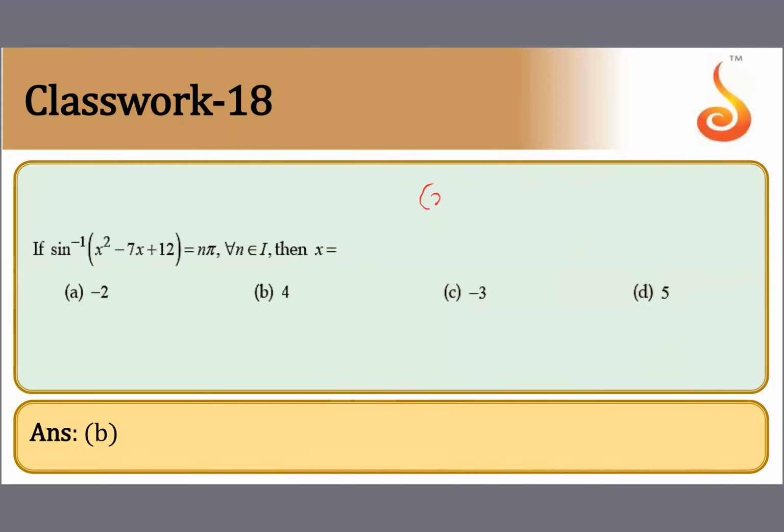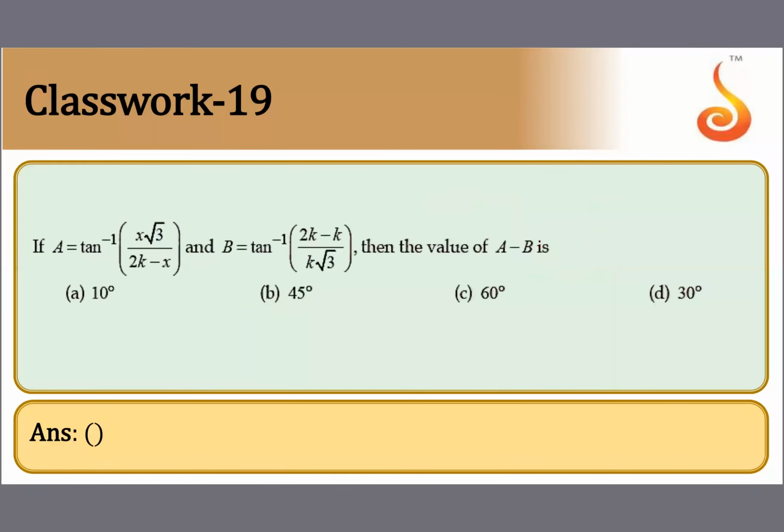Simple question. x square minus 7x plus 12 is equal to 0. It means (x minus 3) into (x minus 4) equals 0. You get x equal to 3 or x equal to 4. Problem 19, there is a mistake in the problem. I'll get to it tomorrow.